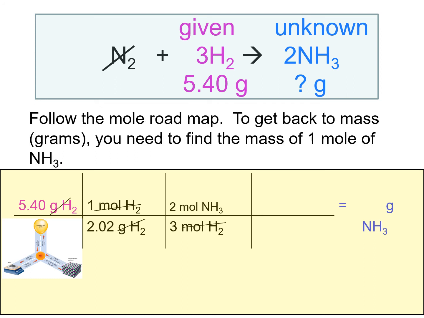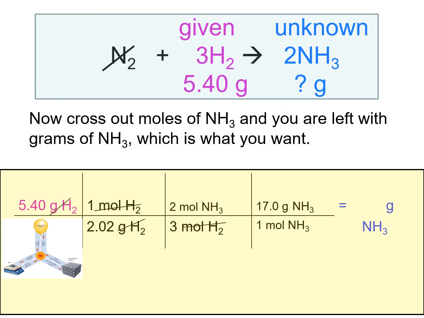Now, moles of ammonia is a good thing to know, but our final answer should be grams of ammonia. So if we look at the mole roadmap, it tells us to get back from moles to grams, we have to put 1 mole in the denominator and the molar mass in the numerator. If you look up the molar mass of nitrogen, it's about 14, plus hydrogen, which is about 1 times 3. Then our molar mass of ammonia is somewhere around 17 grams per mole. The moles of ammonia on bottom and the moles of ammonia on top are going to cancel. And we are left with grams of ammonia.